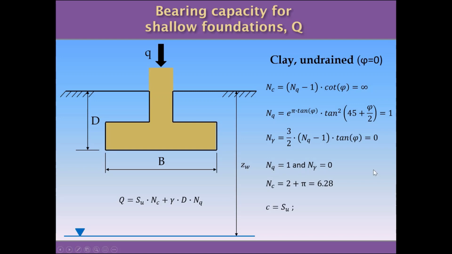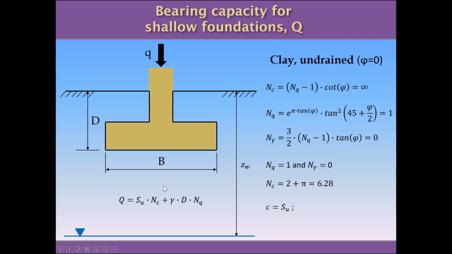The Eurocode recommends to use NQ equal to 1, and this is logical because if you replace the value of phi equal to 0 in this expression, you obtain 1, and N gamma is equal to 0 as well for the same reason. But for NC, because we cannot use an infinite as a value, we are going to follow the approach of the Eurocode that says that this value has to be calculated as 2 plus pi, which is 6.28. And of course, as you noted already, all the values of these coefficients are adimensional.